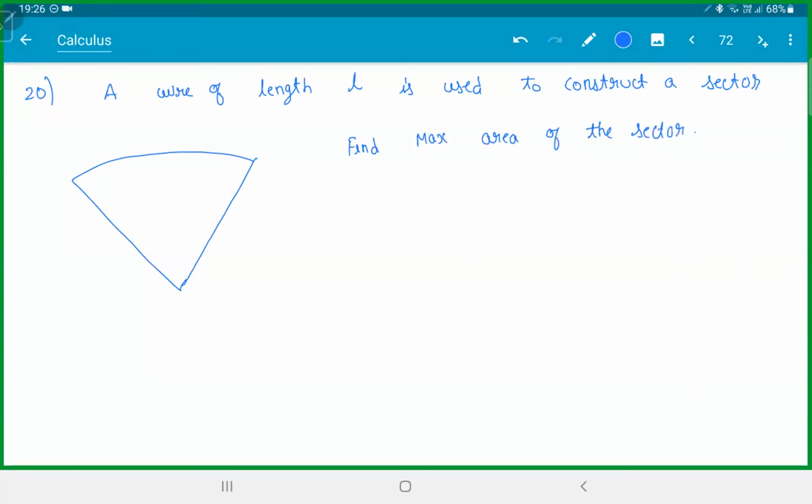This is kind of like the previous problem, but only the shape changes. You have a wire of length L. You have to bend it and make it an arc plus two sides, two lengths. So you can bend it however you want. You can make a broad one, thin one, anything. What is the maximum possible area of the sector?